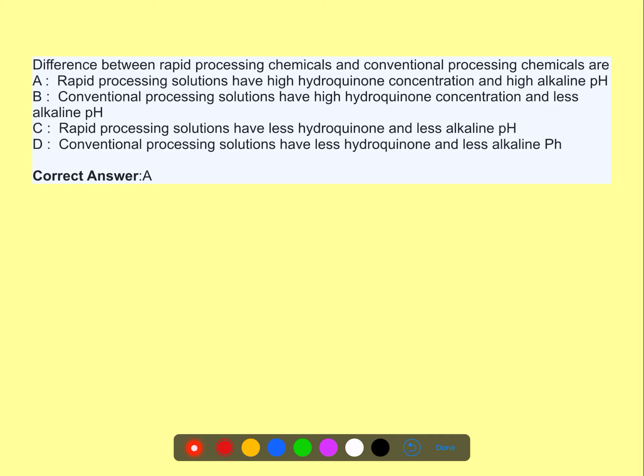The difference between rapid processing chemicals and conventional processing chemicals is only one difference, because in rapid processing chemicals a high hydroquinone concentration is seen and a high alkaline pH can be seen in rapid processing chemicals.